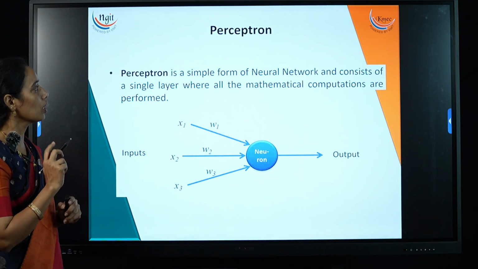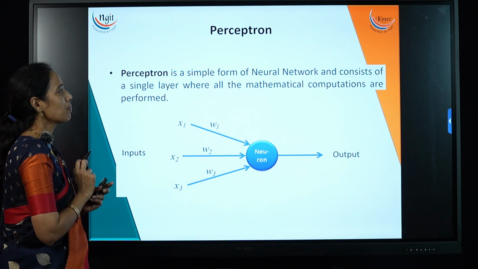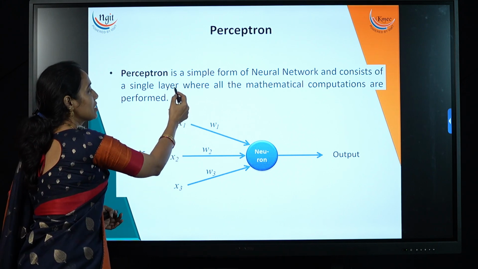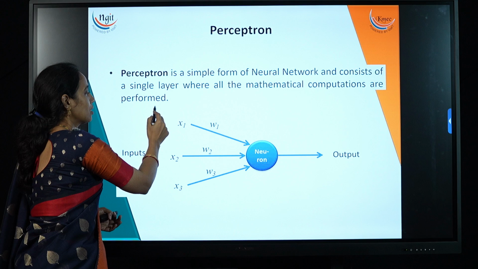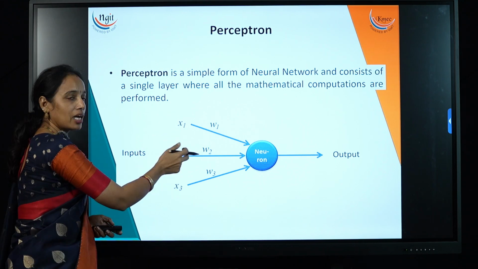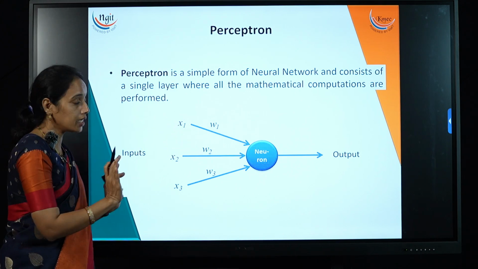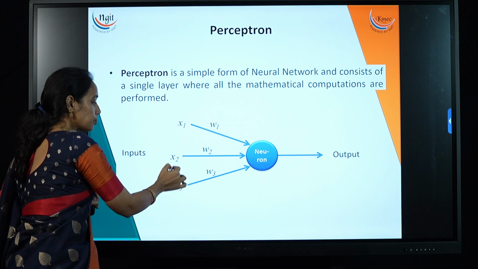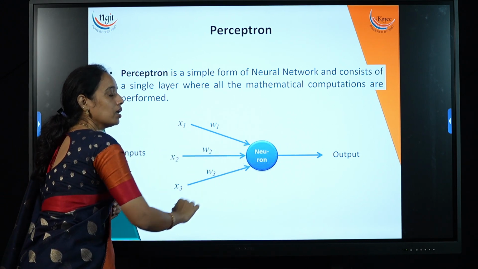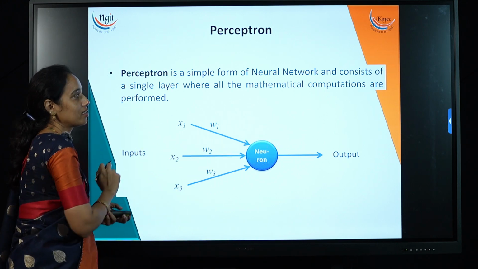And coming to one more important concept in ANN, the perceptron. So what is this perceptron? Perceptron is nothing but a simple form of neural network, and it consists of a single layer where all mathematical computations are performed. You can see this particular architecture and compare it with the previous architecture. We don't have any hidden layers in this architecture. We only have the inputs and the corresponding weights that will be given to an output. The summation of this is how we are going to get the output. So this is called the perceptron.